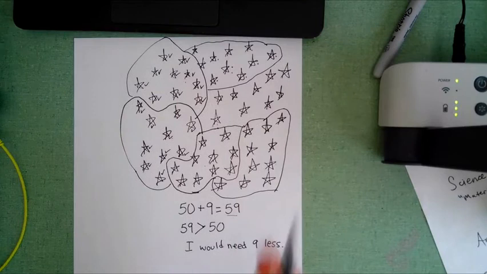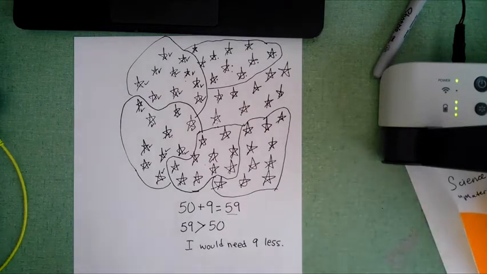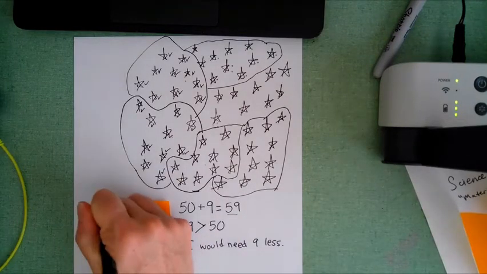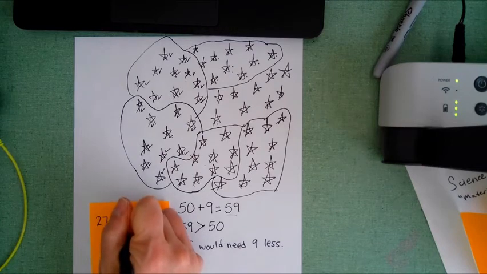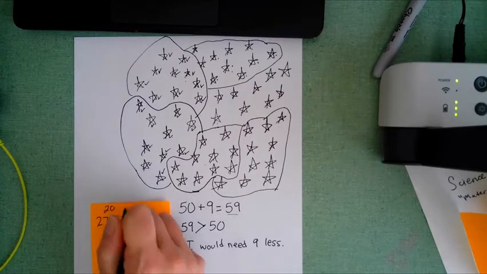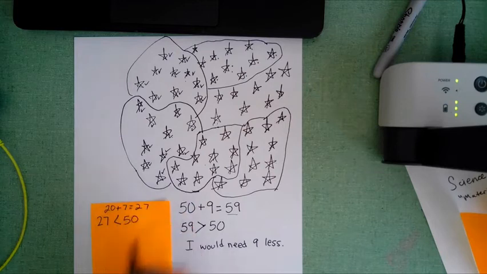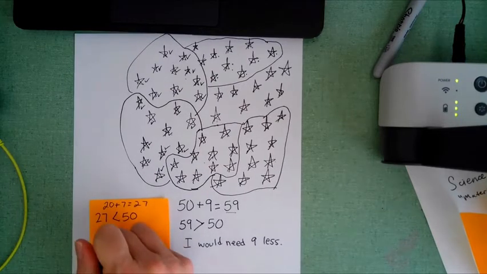Exactly. If I had a different number, like let's imagine for a moment that I had gotten 27, and 27 was less than 50, I would have had my banded form. I would have circled 2 groups of 10, and then 7 ones. 27 is less than 50, and then I would have had to figure out how much more.